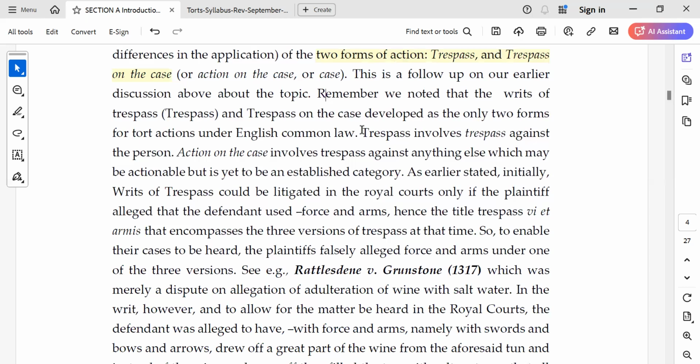Trespass involves trespass against the person, and the other was on the land. Action on the case involves trespass against anything else that may be actionable but is yet to be an established category. So trespass on the case is basically where there is a trespass, of course, but the category is not yet decided, whether it is a person, land or goods. We don't know yet.